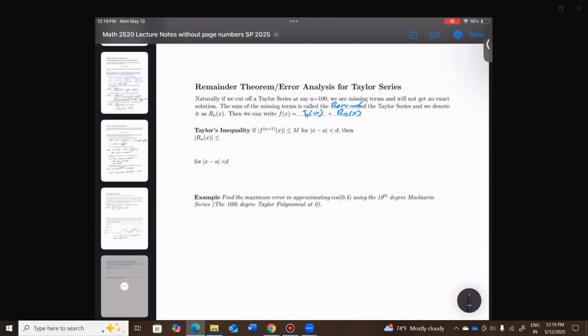Alright, so for Taylor's inequality, if the absolute value of f to the n plus 1 of x is less than or equal to M for absolute value of x minus a less than d, then the absolute value of R_n of x is less than or equal to M over n plus 1 factorial, times the absolute value of x minus a to the n plus 1. And this again is for x minus a less than d.